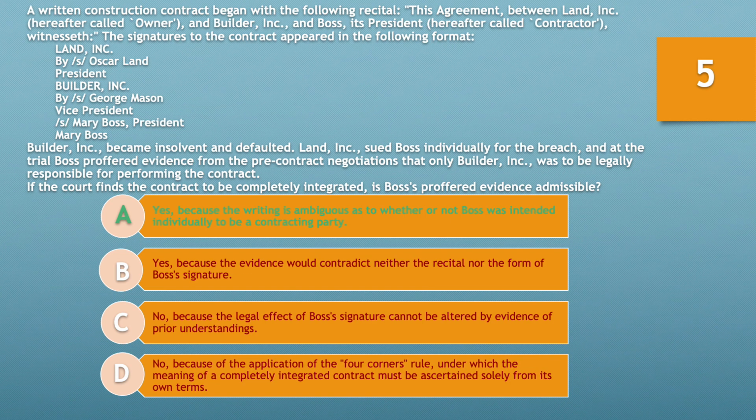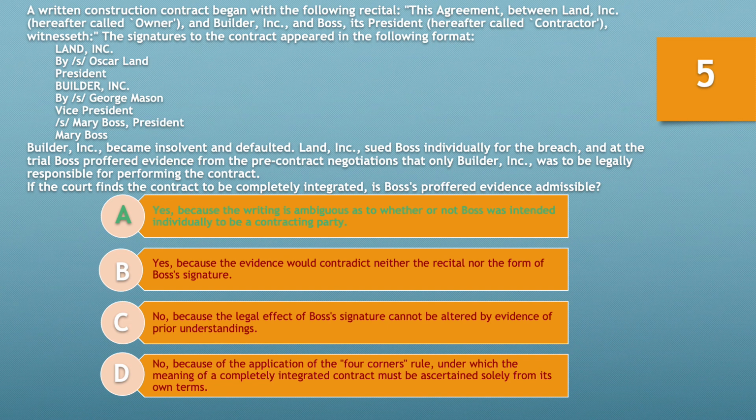If you chose option A, you'd be correct, yes, because the writing is ambiguous as to whether or not Boss was intended individually to be a contracting party. The parole evidence rule states that no prior expressions or contemporaneous oral statements are admissible to contradict the final integration between the parties. For the parole evidence rule to apply, there must be an integration, i.e. a written agreement intended to be the final contract between the parties. Integration can be complete or partial.